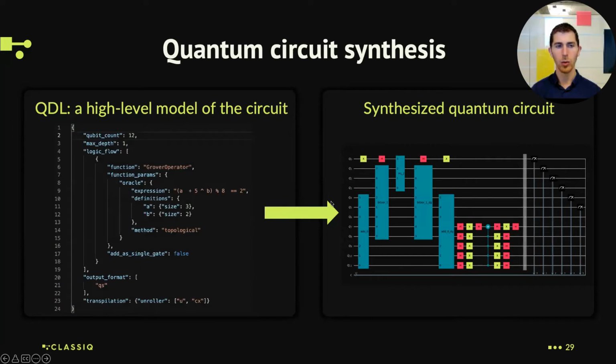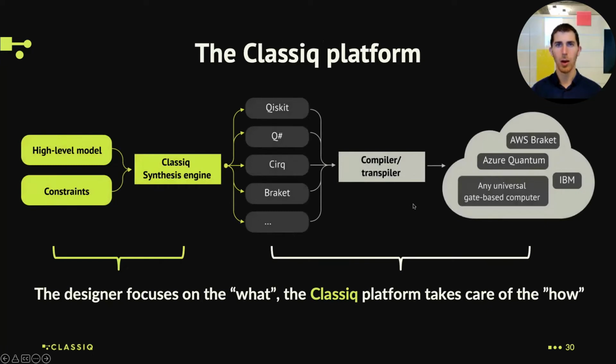And this is essentially what we bring to the quantum world. The ability to define a high-level functional model of the quantum circuit. In this case, you define the Grover oracle, like I showed before. You define the arithmetic expression of the oracle, the constraints like qubit count. You define the output format to be Q-sharp, and then that's all, right? The rest is done by the synthesis engine, which takes the high-level model and gives you a gate-level implementation, which is also optimized. Now let's take a look at the flow.